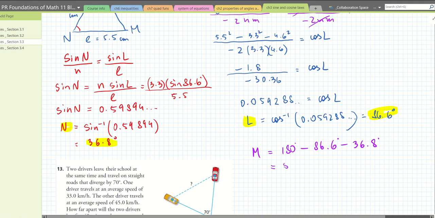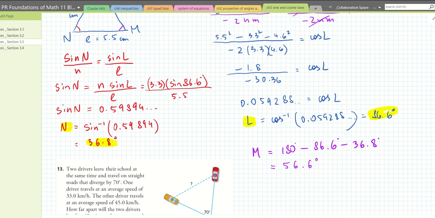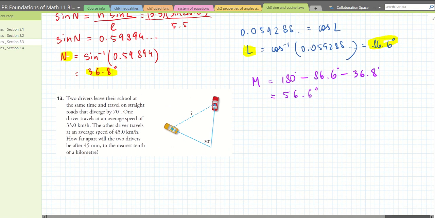So that's going to be our M angle right there. Okay? So it's really a combination of sine and cosine law. You could do all the steps just using cosine law, but it's just going to be a bit more work. So the last question was question 13.